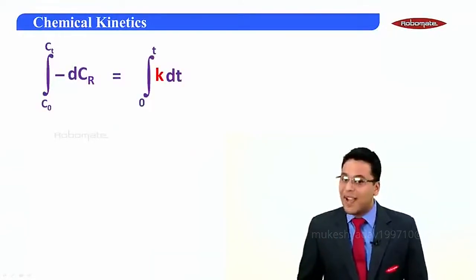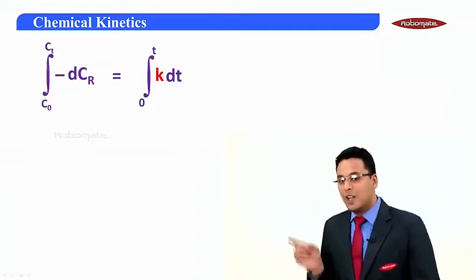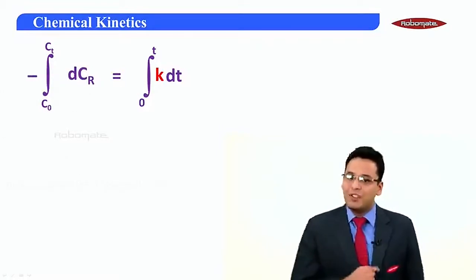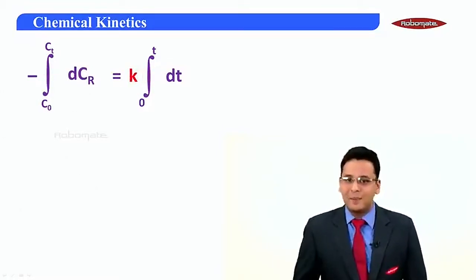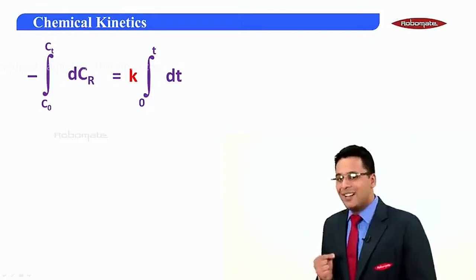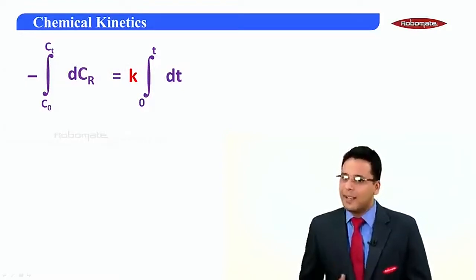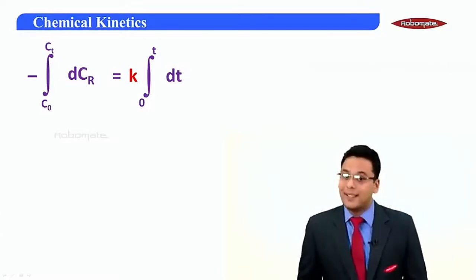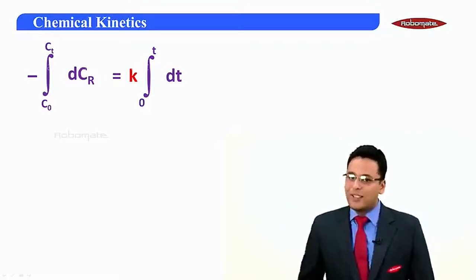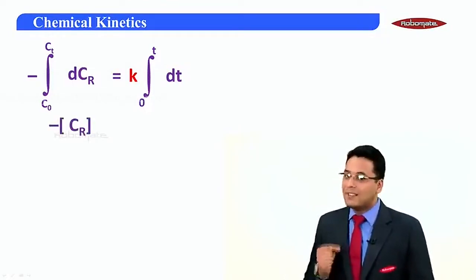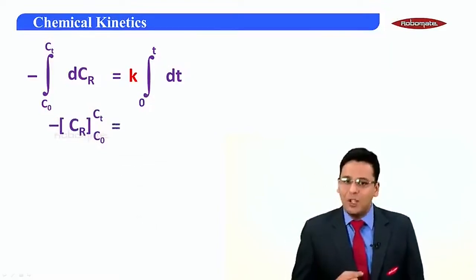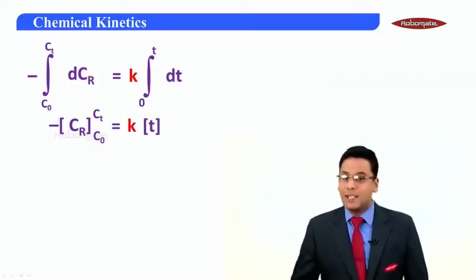So let's take these terms and continue our integration. This is the equation that we had. And in order to integrate, first let's take out the constant terms. So here we go. We've taken out the minus and k. This is what we are left with. We know that integral of dCr is nothing but Cr, and integral of dt is nothing but t. So let's carry out this integration. We will get minus Cr between the limits C0 to Ct is equal to k into t between the limits 0 to t.